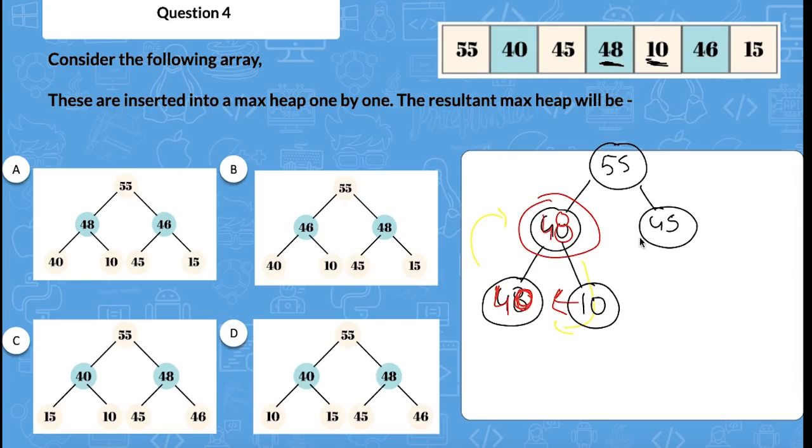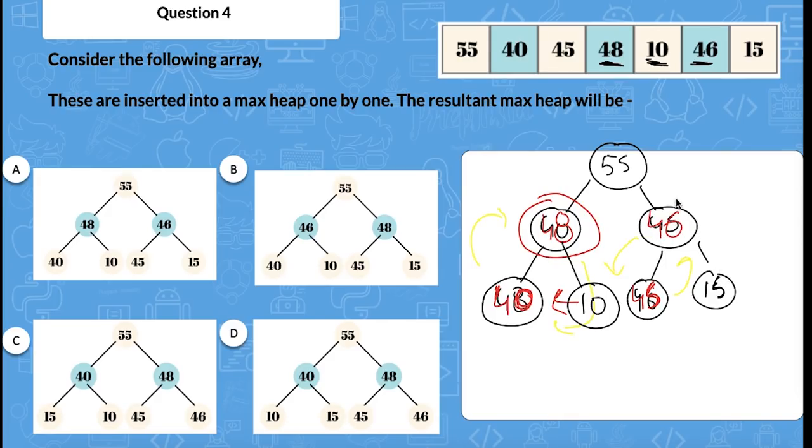Now if we enter 46 here, the child element is greater than the parent element. So again, a swap happens. So this becomes 46 and this becomes 45, if I am not wrong. Then finally we have the last element, 15 here, which will obviously have no problem because 15 is smaller than 46 here.